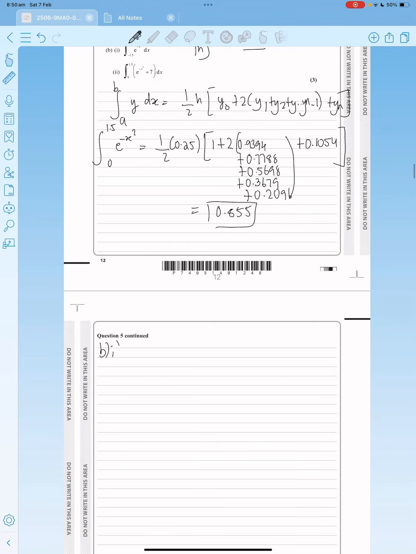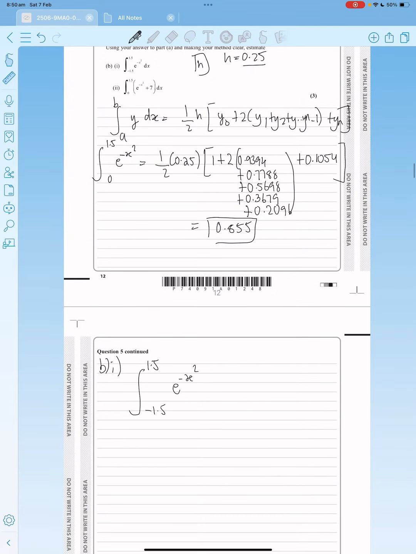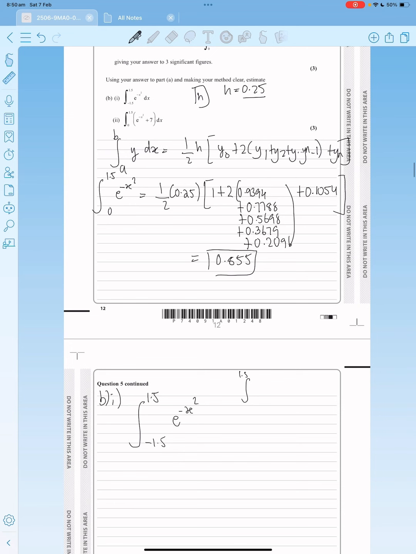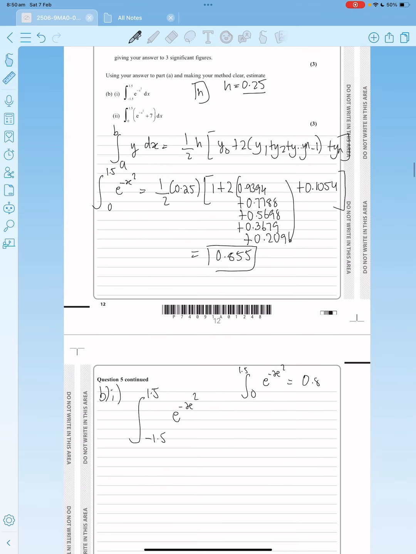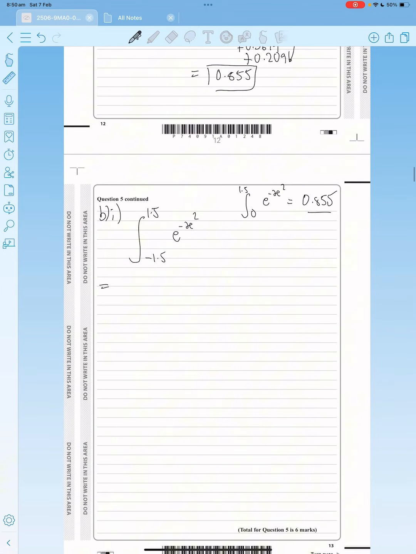So B part I essentially says, what's the integral from minus 1.5 to 1.5 of e to the minus x squared? And the data we have is that the integral from 0 to 1.5 of e to the minus x squared is 0.855. So in this case, it's essentially just multiplying this by 2, because you're essentially just doing the integral from minus 1.5 to 0 and then 0 to positive 1.5. So you're just doing 2 sets of that integral, but it's joined in 1. So therefore, you would just do 0.855 times 2 to give you the answer of 1.71.